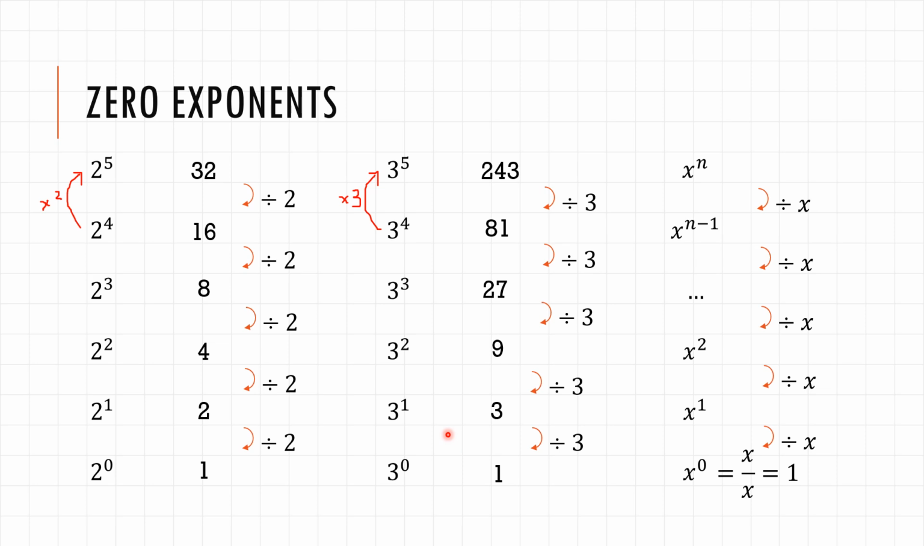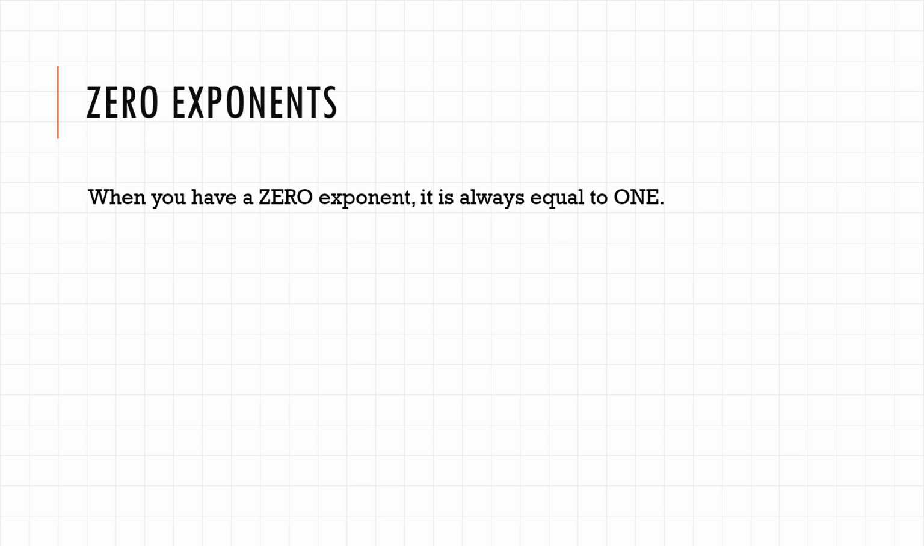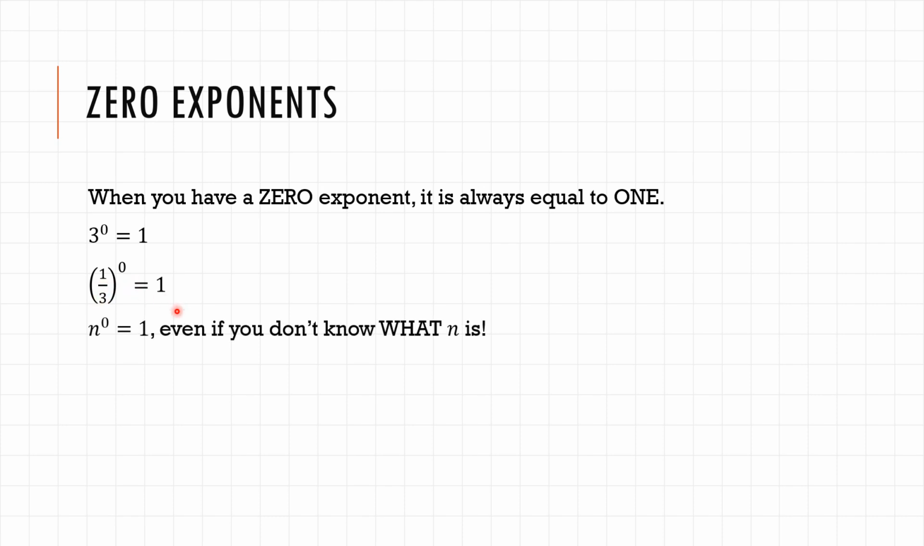So what did we learn here? Hopefully you saw that by the end, 2 to the power of 0, 3 to the power of 0, and even x to the power of 0, which x can be any number, all of them are equal to 1. So when you have an exponent of 0, it is always equal to 1. 3 to the power of 0, for example, is equal to 1. 1 over 3 to the power of 0 is also equal to 1. n to the power of 0 is equal to 1, even if you have no idea what n is. n could be any number, and if it's taken to the exponent of 0, it's always equal to 1.